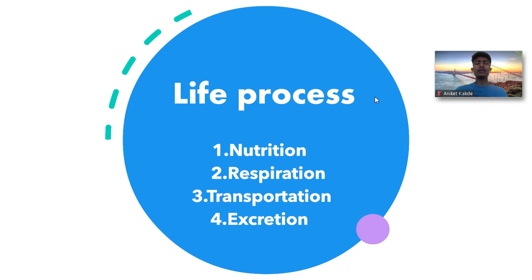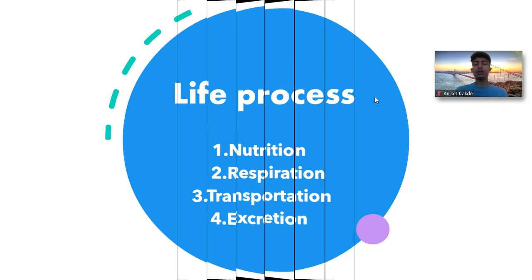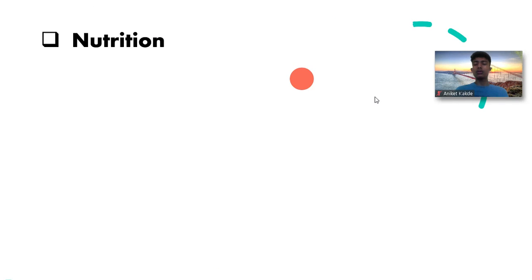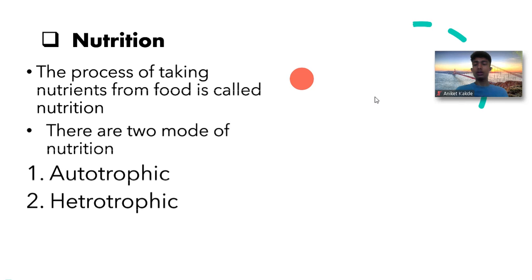Today I am going to teach you life processes. There are four major parts in the lesson: nutrition, respiration, transportation and excretion. Today I will teach you nutrition. So first we will know what nutrition is. The process of taking nutrients from food is called nutrition.